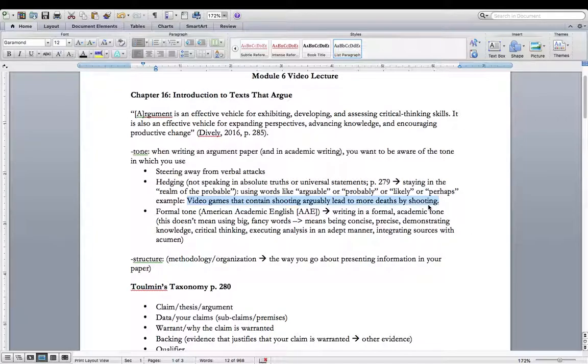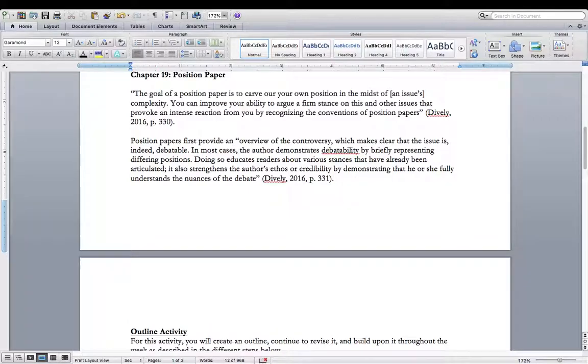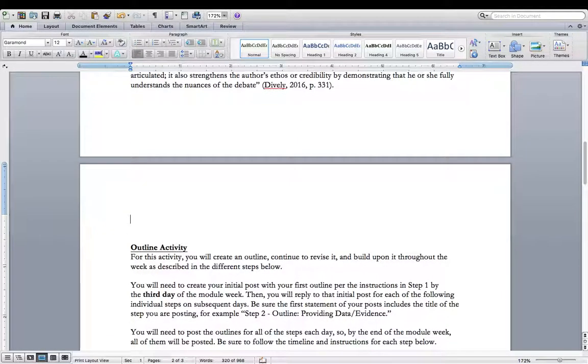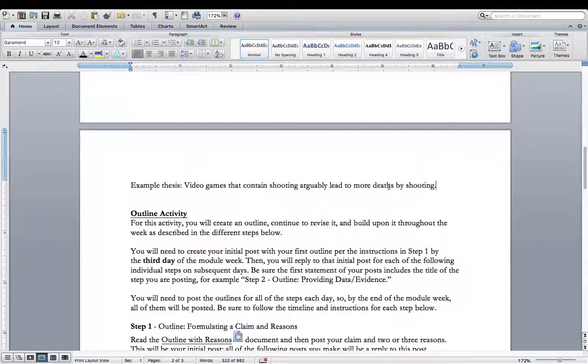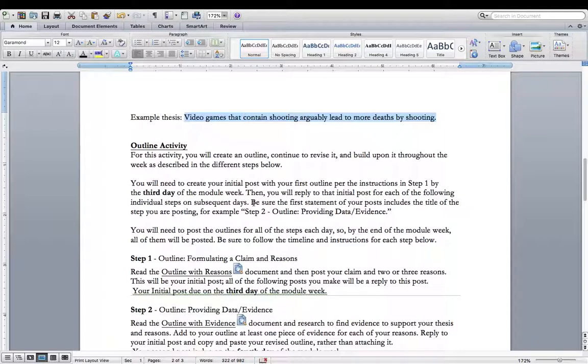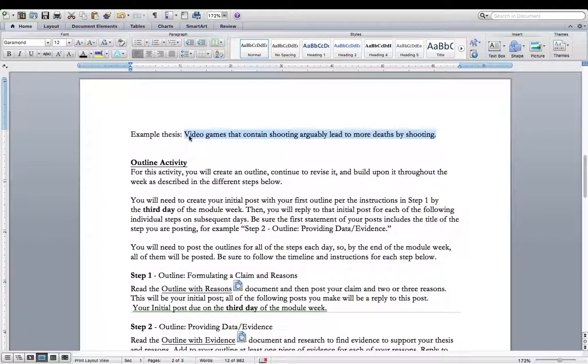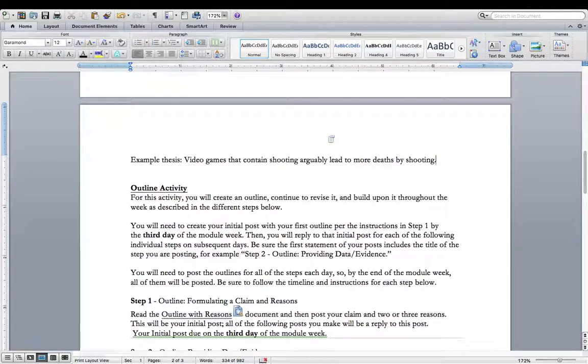If I were writing a paper about this, or this was my argument, and I have an example paper. So we'll start down here. If somebody gave me this as their thesis, I would say, okay, you have a good start to a thesis, but it's not a complete thesis. Video games that contain shooting arguably lead to more deaths by shooting. So that, well, it depends.